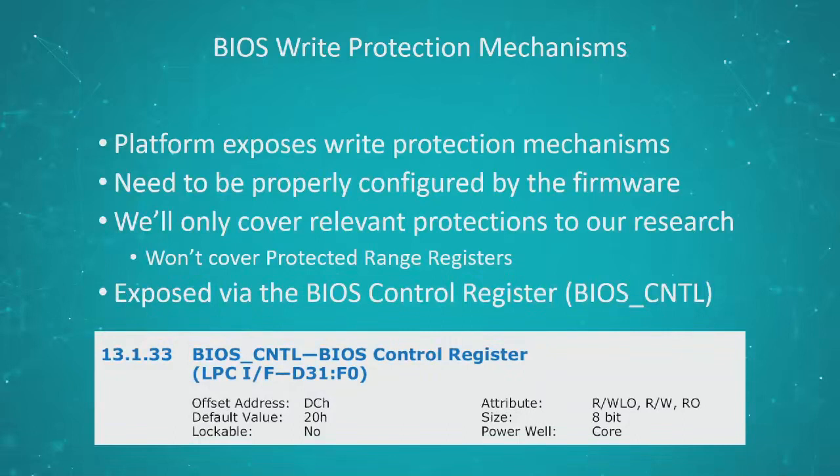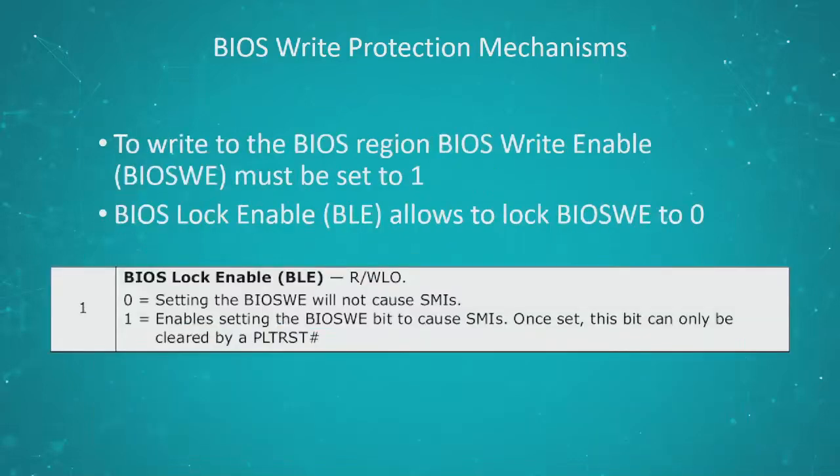Today we'll only cover protection mechanisms relevant to our research, so we'll only cover the protection mechanisms that are checked for by our RE-Writer binary. And the protection mechanisms we'll talk about are exposed via the BIOS control register. So if you want to write to the BIOS region of the SPI flash memory, the first thing that you need to do is to set the BIOS write enable field of the BIOS control register to 1. And then you can write to the BIOS region without any problem.